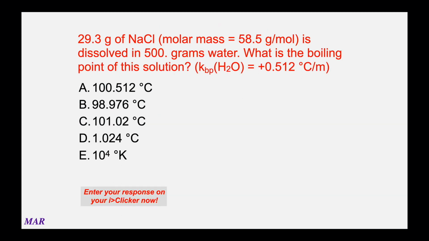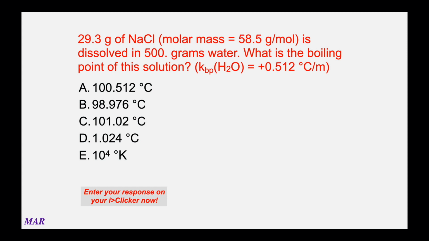So here's a question: 29.3 grams of sodium chloride, hint, hint, ionic, anyway, molar mass 58.5 grams per mole. It's dissolved in 500 grams of water, and the question is, what is the boiling point of this solution? And there's the boiling point constant again for water. So see if you can figure out which of those is the correct answer. In a little bit, we'll talk about it, but pause the video now and work on it first so the answer makes more sense to you. Pause the video now.